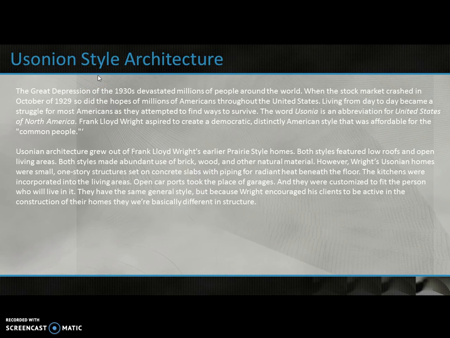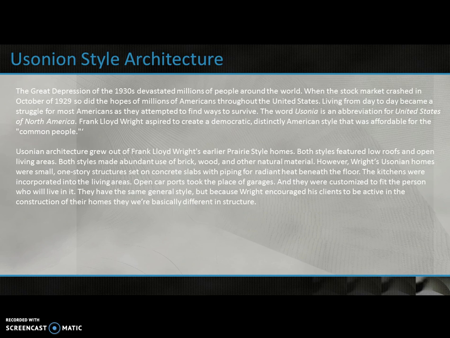Okay, on to Usonian style architecture. The Great Depression in the 1930s devastated millions of people around the world. When the stock market crashed in October of 1929, so did the hopes of millions of Americans throughout the United States. Living from day to day became a struggle for most Americans as they attempted to find ways to survive. The word Usonia is an abbreviation for United States of North America.